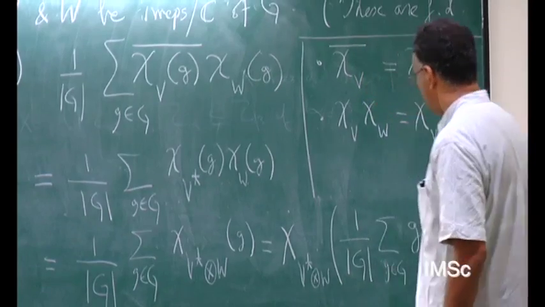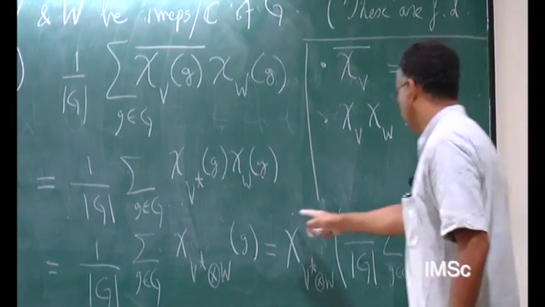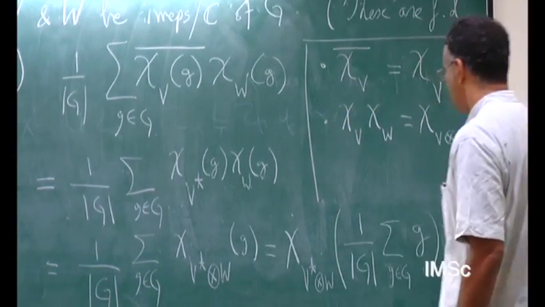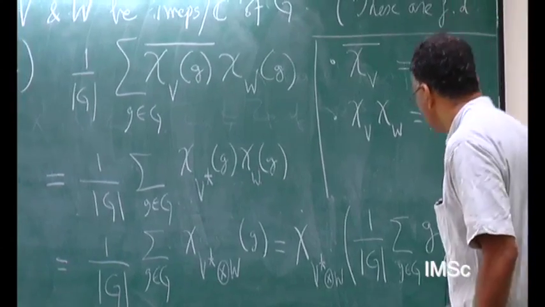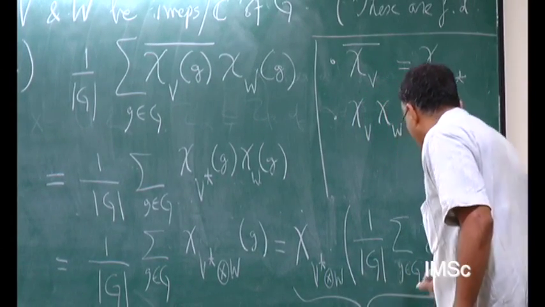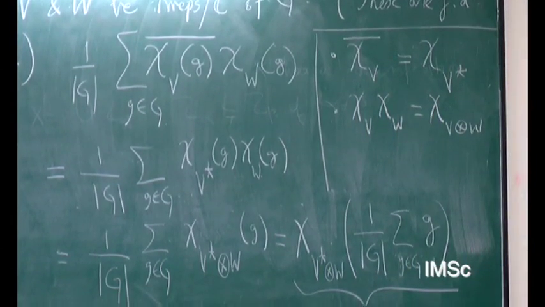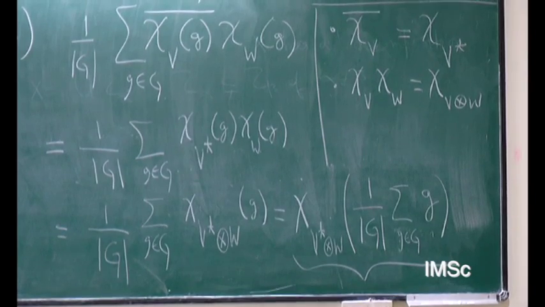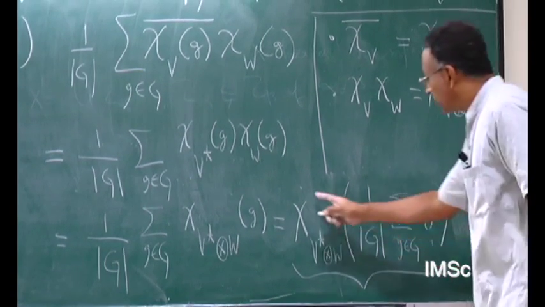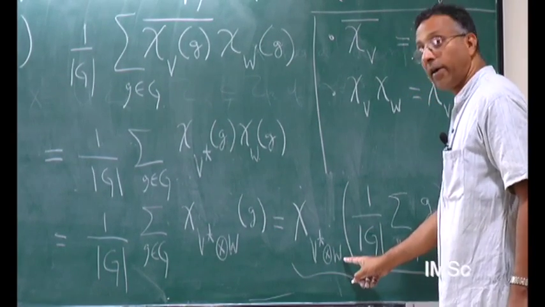Okay, that's a good question. Okay, what does this mean? Well, this actually doesn't make sense. Here, Krishanu is right. This doesn't make sense yet, but we can make sense of it. What is this? This is a function on G.